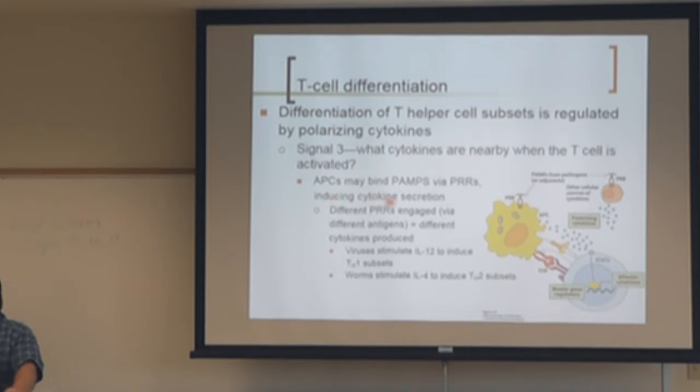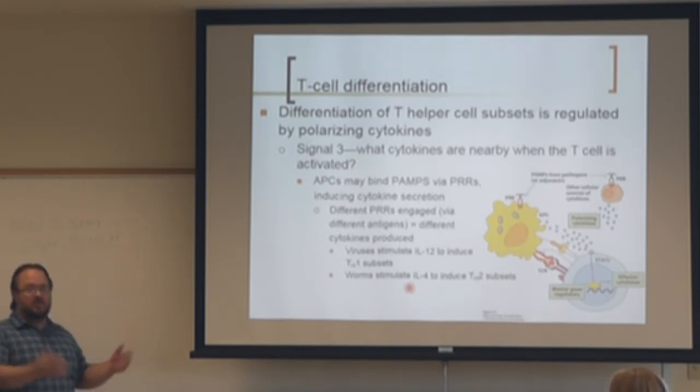And these induce cytokine secretion. So depending on the signals that the dendritic cells or the APCs get, they're going to start to secrete cytokines themselves. Those different PRRs engage different antigens and different cytokines. So viruses will stimulate IL-12 to produce a Th1 subset, whereas worms aren't going to be treated very well at all with cytotoxic T cells.